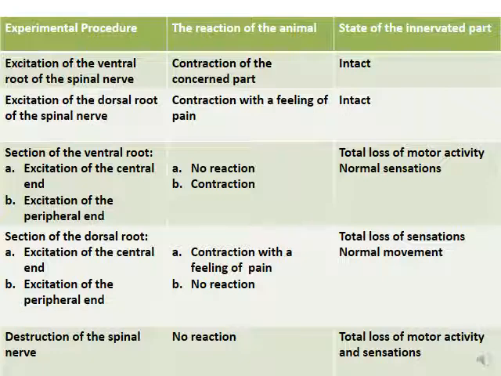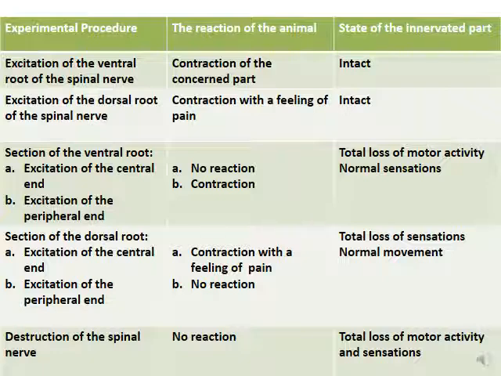a sensory function. Motor, since we have contraction of the concerned part, so the nervous message was propagated from the ventral toward the muscle, so it has a motor function, whereas the dorsal root, after its excitation, it contracts and the animal feels pain. So this indicates that the nervous message was propagated from the dorsal root to the spinal cord, and then from the spinal cord toward the brain, and then toward the concerned part. So the dorsal has a sensory function.